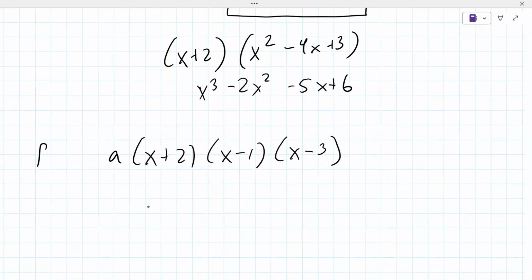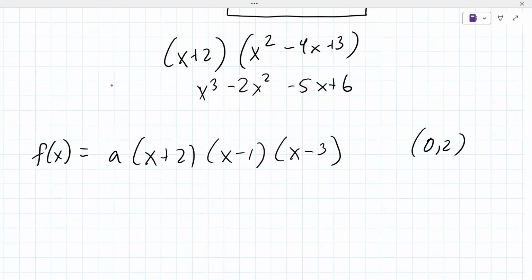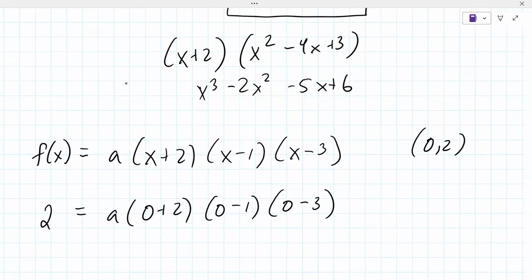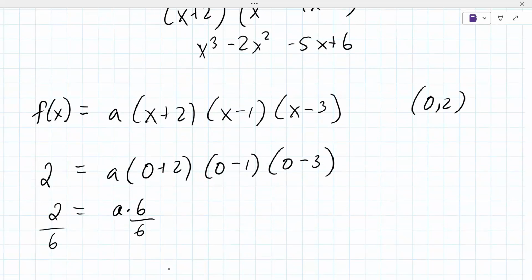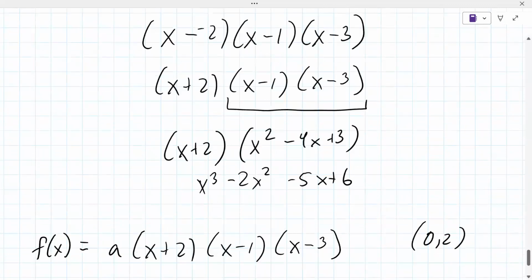So there's really an a in front. And so we're going to use this y-intercept of 0, 2. So that means f of x is 2, 0 plus 2, 0 minus 1, 0 minus 3. And that's how you solve for a. So this becomes 2 times -1 times -3, which ends up being 6. So you have 2 equals a times 6. And then you divide everything by 6. And you get a is 1 divided by 3, 1/3. So that is what goes in that first box up here.